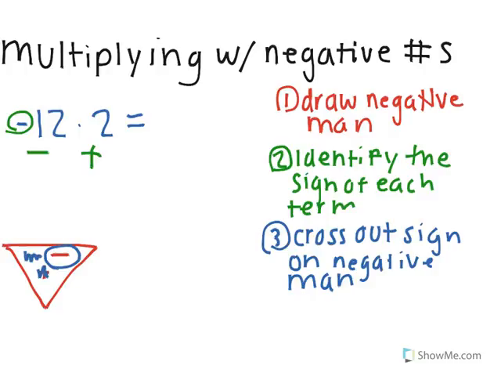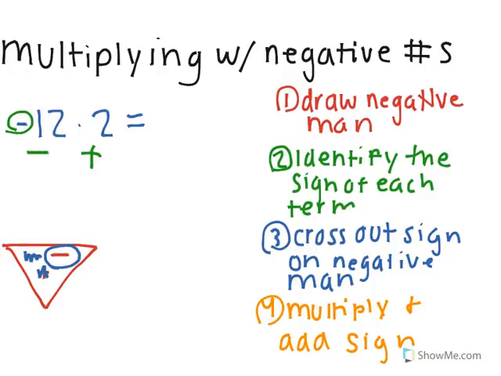So step 4 is just to multiply normally and add the sign indicated by negative man. So 12 times 2 is 24, and the sign given by negative man is a negative, so the answer is negative 24.